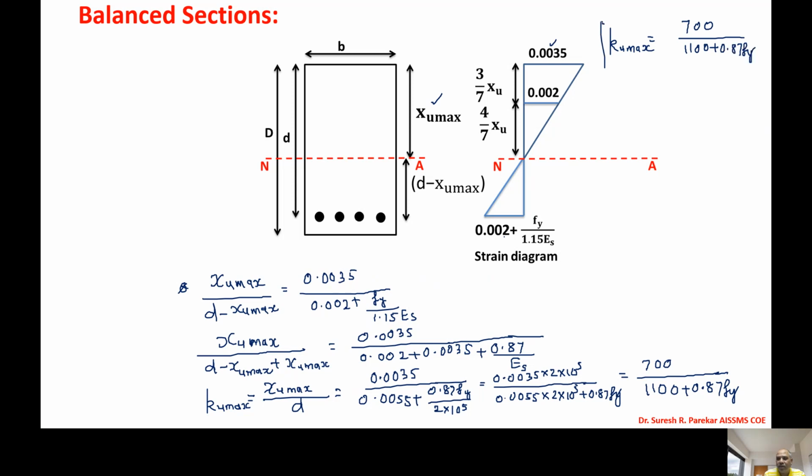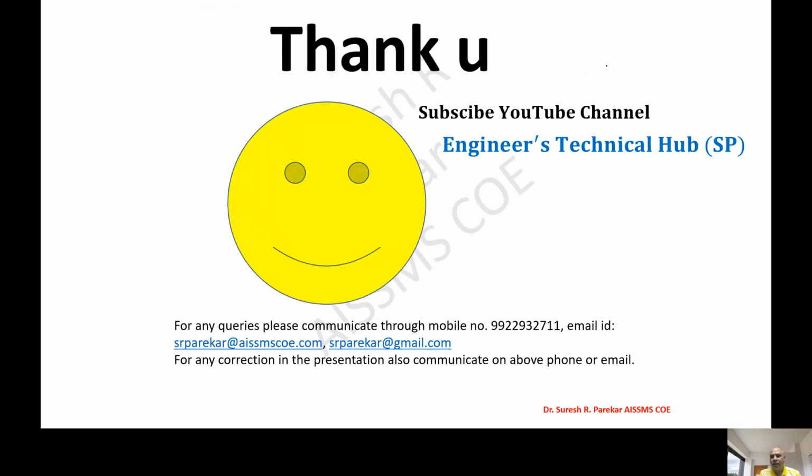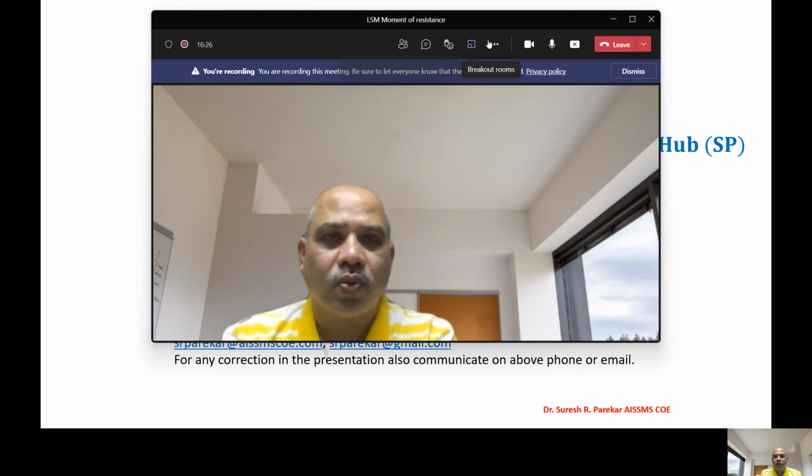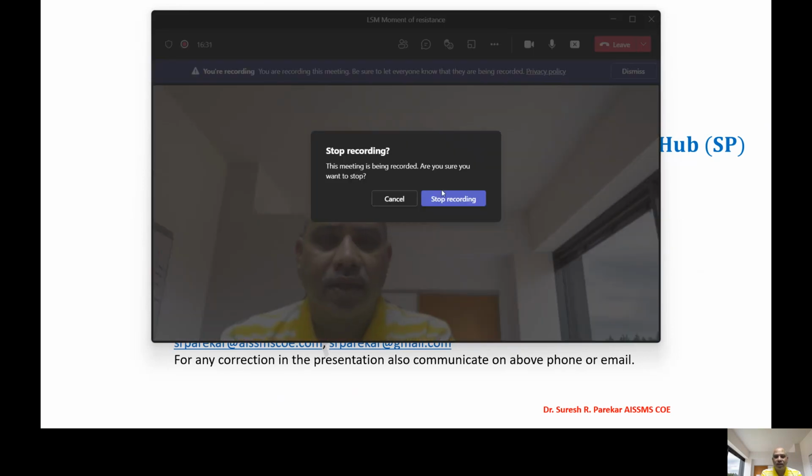So our value depends upon the yield stress fy. So these are the parts which are related with your moment of resistance for the limit state method. And now we will stop here today. The remaining part we will see in the next lecture. Thank you.